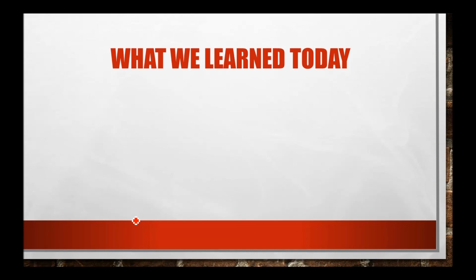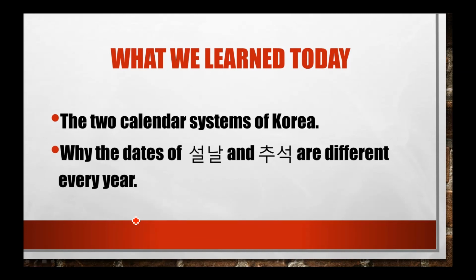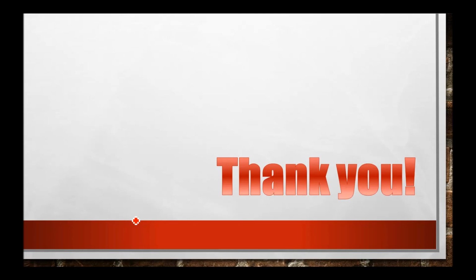Then what did we learn today? First of all, we learned 2 calendar systems of Korea. There are 양력 and 음력. 양력과 음력이 있습니다. Secondly, we learned why the dates of 설날 and 추석 are different every year. Because they are in 음력, not in 양력. 설날과 추석은 음력 날짜지 양력이 아니기 때문입니다.